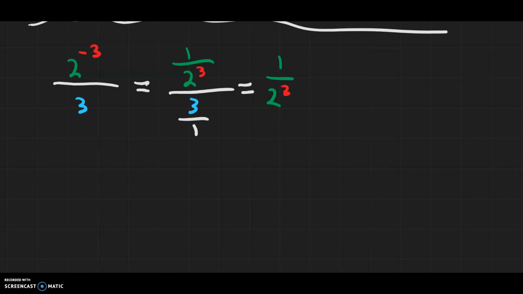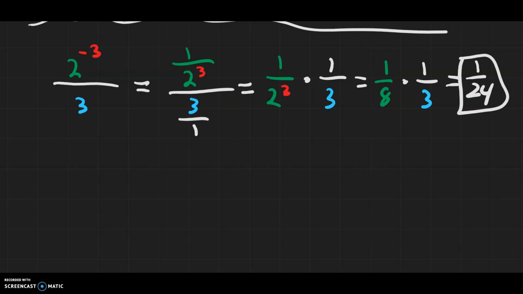Okay, and when you divide a complex fraction, you take the reciprocal of the denominator, so that's going to turn into 1 over 3. And of course, that's going to turn into 1 over 8, because 2 to the 3rd power is 8, multiplied by 1 over 3, and finally we have 1 over 24.